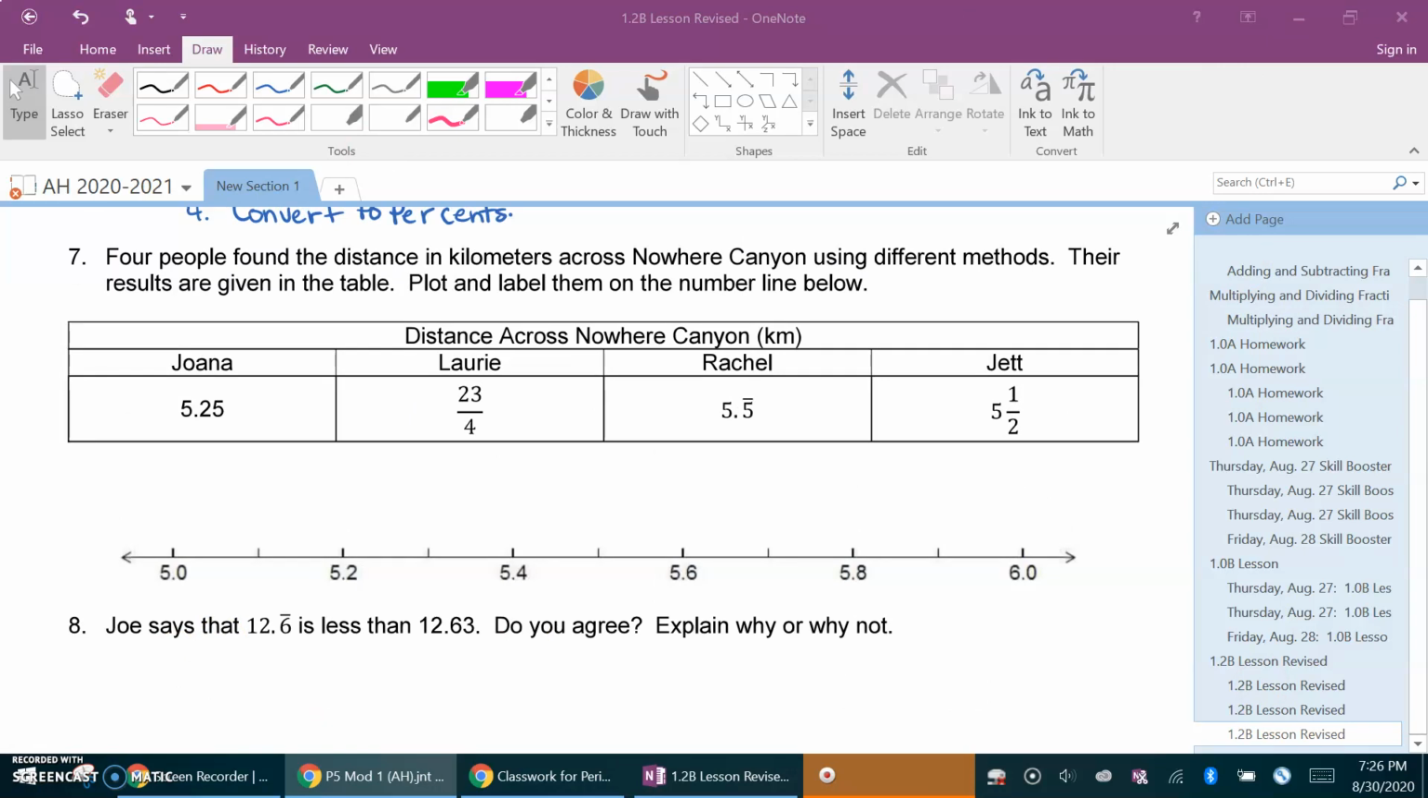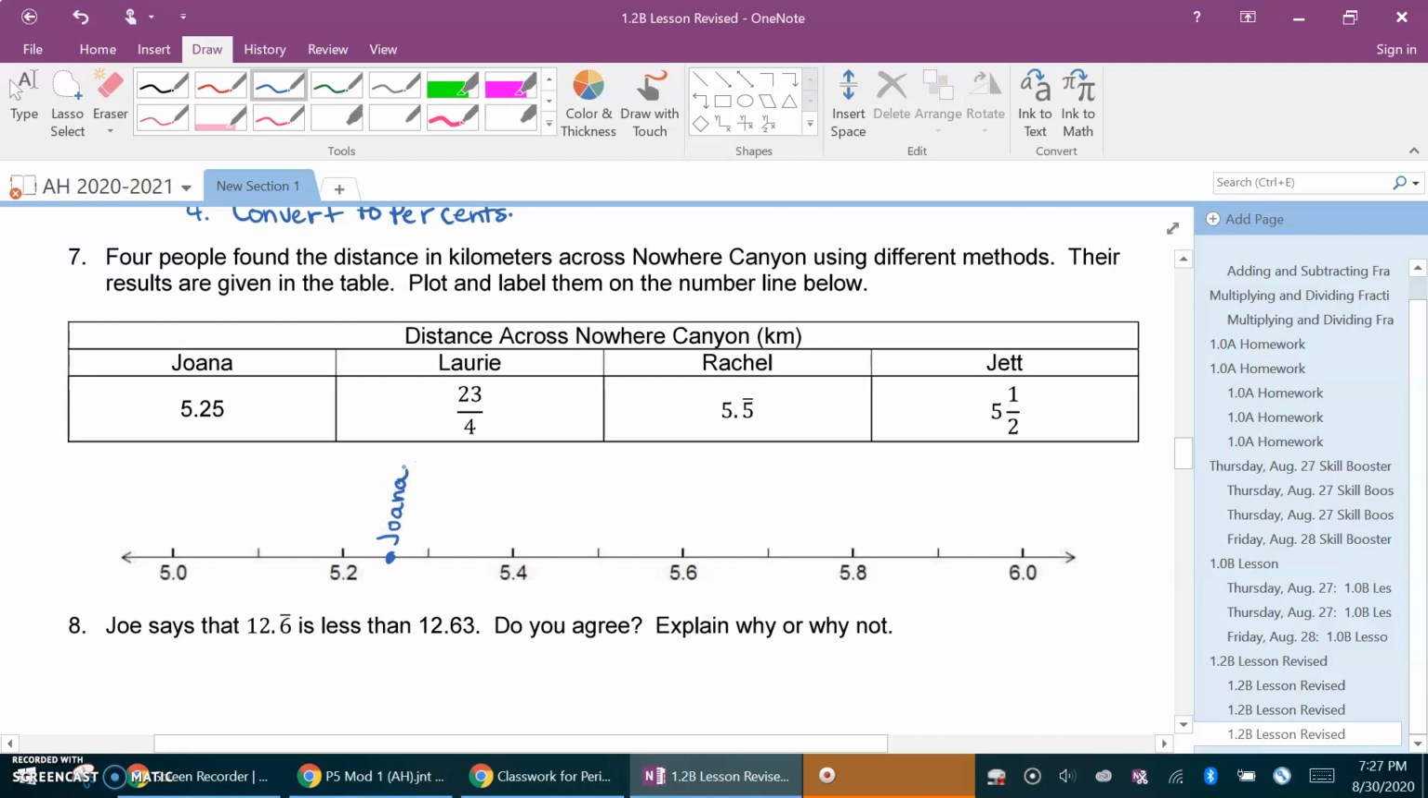Okay, so we're going to take a look at number 7. It says that 4 people found the distance in kilometers across Nowhere Canyon using different methods. Their results are given in the table, and then they ask you to plot and label them on the number line below. So looking at the halfways, we know that this is going to be 5.1, 5.3, 5.5. If it helps you, you can go ahead and write it in. 5.25 is slightly greater than 5 2/10. So we are going to move over to the right-hand side and we're going to label this with Joanna. I'm going to go ahead and write it sideways just so that I have enough room.